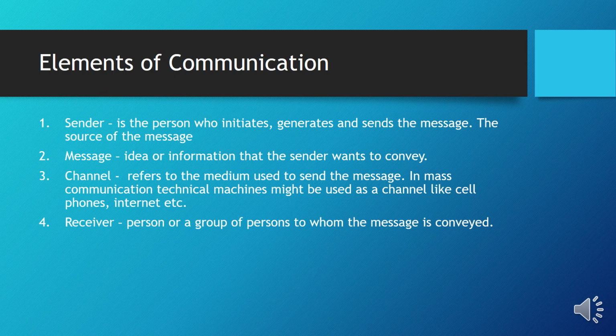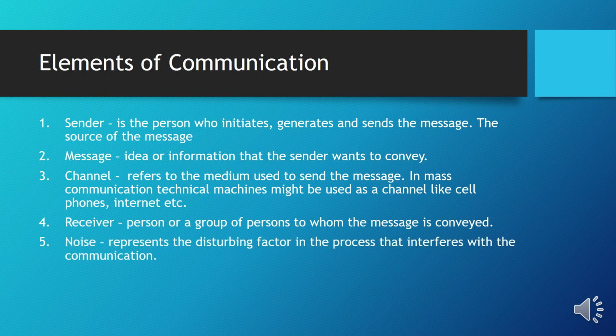The next one is the receiver. Of course, this is the person or a group where the message will be received. Okay, so he's the one who's going to receive the message. Another element of communication is the noise. When you talk about the noise, this is everything that tends to hinder or affect the communication process. Therefore, it affects the communication process from becoming successful. So noise could be just about anything. Okay? Anything that tends to interfere with the communication process.